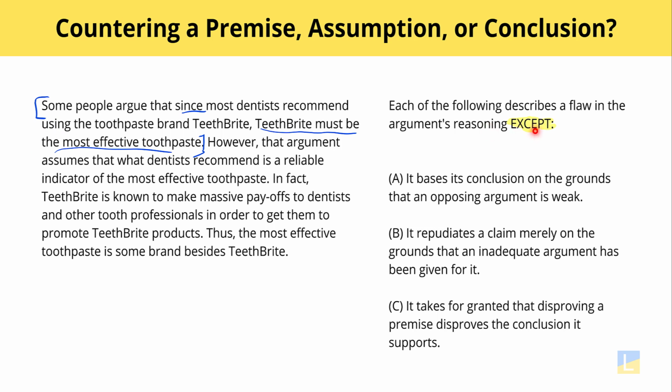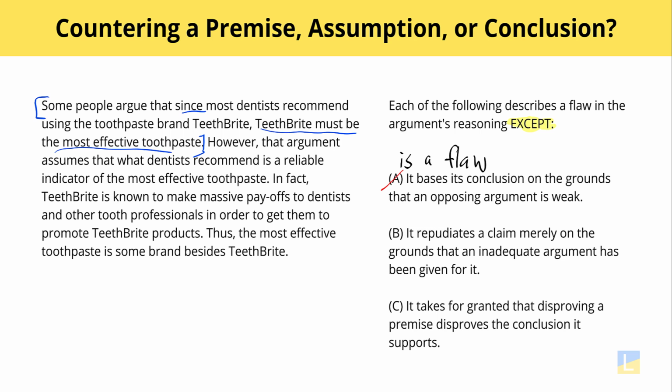So because this is an except question, let's look for two answers that are describing what is wrong with this argument. A says that this argument bases its conclusion on the grounds that an opposing argument is weak. And that is a flaw in this question, which is why I'm going to cross it out. But just to make things clear, I'm going to write, this is a flaw in the argument.